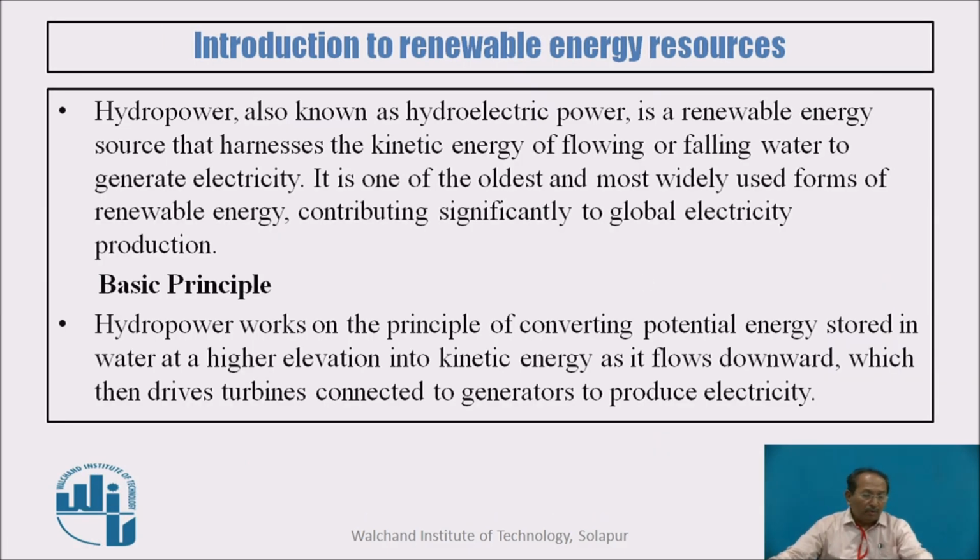Hydropower is also known as hydroelectric power, which is a renewable energy source that harnesses the kinetic energy of flowing or falling water to generate electricity. It is one of the oldest and most widely used forms of renewable energy, contributing significantly to the global electricity production. Hydropower works on the principle of converting potential energy stored in the water at higher elevation into kinetic energy and then into electrical energy.